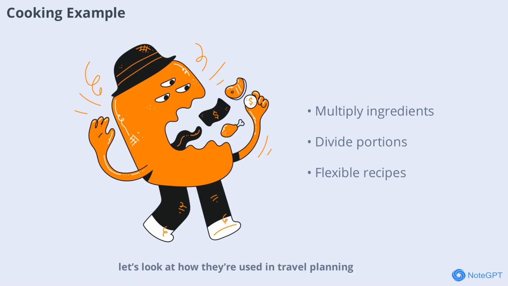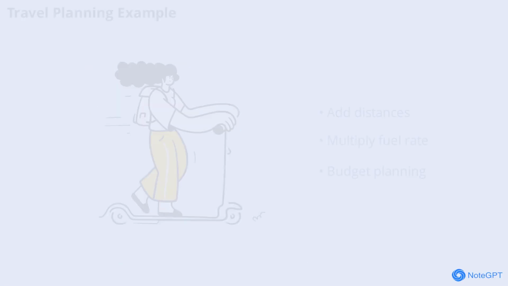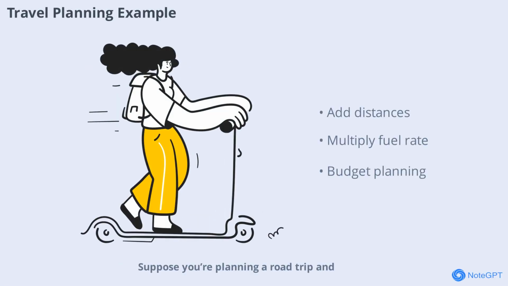Now, let's look at how they're used in travel planning. Suppose you're planning a road trip and need to calculate total distance and fuel costs. You add up the distances between stops and multiply by your car's fuel consumption rate. Arithmetic operators make it easy to budget for gas and estimate travel time. These skills are practical and help you plan better trips.